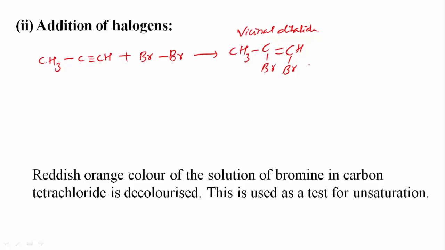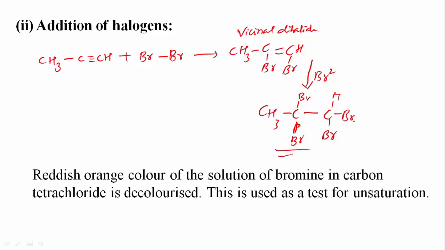And again, if I add further Br2 to this compound, then what will I get? CH3 CBr2 single bond CHBr2. So again this kind of compound will be formed upon addition of halogens. Here another Br comes. Okay, so this is how the addition of halogens will take place.